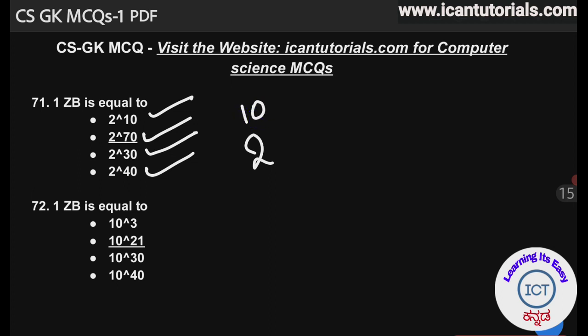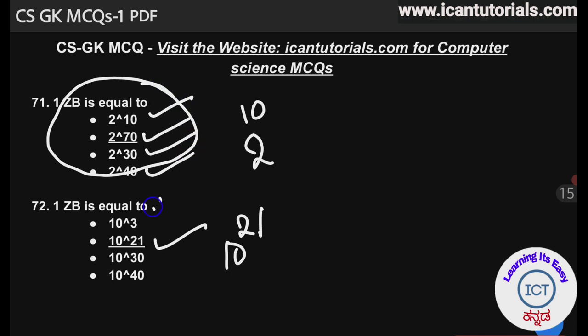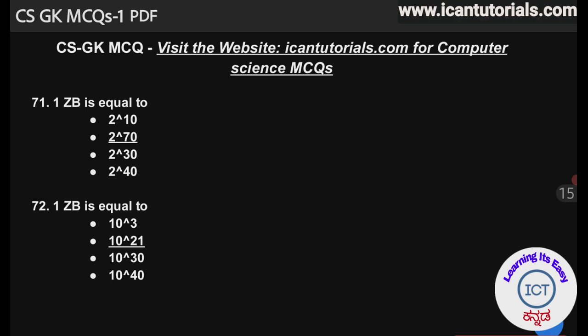And the next question, 72nd question: 1 zettabyte is equal to? The answer is 10 to power of 21. Here we are expressing in base 10, whereas earlier we expressed in base 2. I have made a separate video on memory sizes and memory units. If you see that video, you can easily answer any question on memory size.